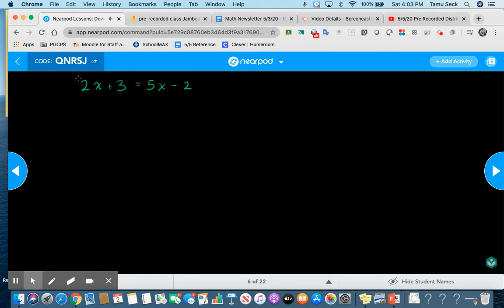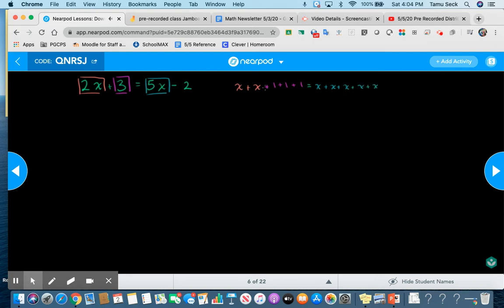So let's visualize it. We have 2x right here on the left-hand side. So that's x plus x. And then you have plus 3. I'll do it like this: plus 1, plus 1, plus 1. That's the same thing as 3. I could have drawn 3 circles here as well. Plus 3. And then that is equal to 5 x's. I'll do that in blue. So 1, 2, 3, 4, 5.